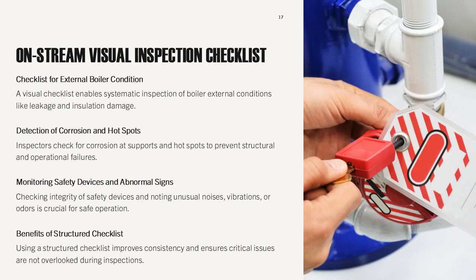An on-stream visual inspection checklist helps inspectors systematically evaluate external boiler condition. Typical items include evidence of leakage, insulation damage, hot spots, corrosion at supports, condition of expansion joints, and integrity of safety devices. Inspectors should also observe abnormal noises, vibrations, or odors that may indicate internal issues. Using a structured checklist improves consistency and ensures that critical observations are not overlooked during routine inspections.